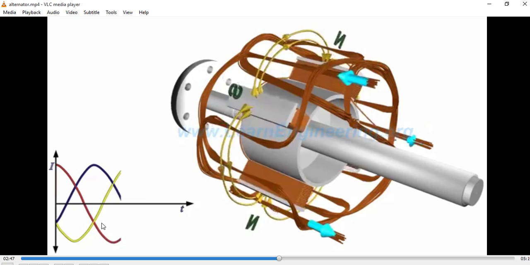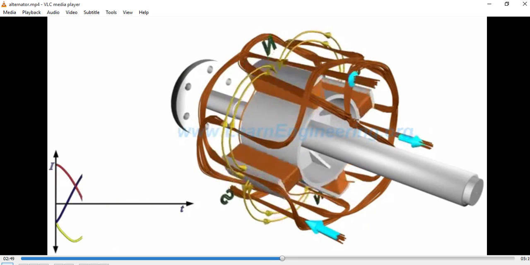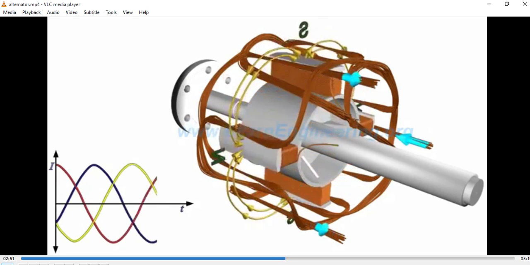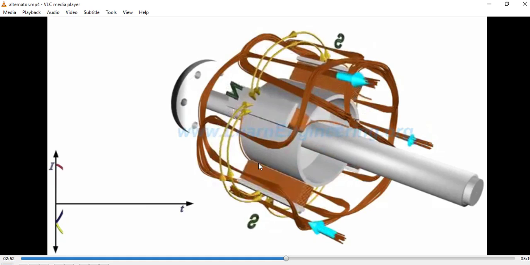Here I'm showing how EMF is induced. Whenever the rotor, which has the magnetic field, rotates inside the stator armature conductors, the magnetic field is induced in the air gap between the rotor and stator. The magnetic flux linkage is cut by the stator winding, that is the armature, and EMF is induced accordingly.